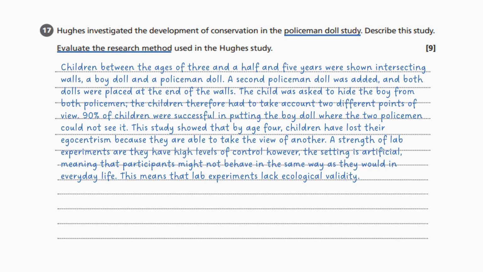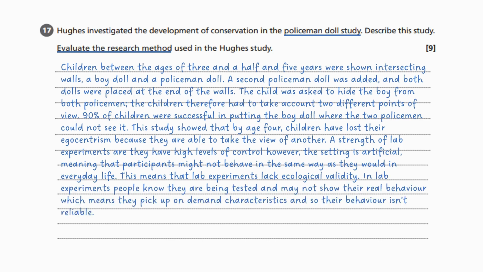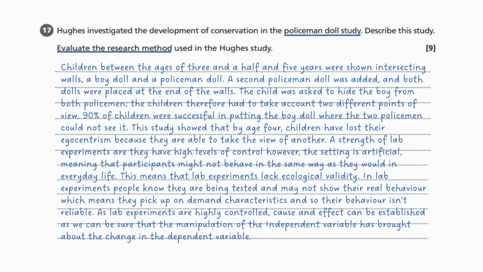So remember, it's 5 marks and you need 2 quite well explained points, or you could write 2 briefly explained and 1 very, very short one, or you could just describe one in lots of detail. In lab experiments, people know they are being tested and may not show the real behaviour, which means they pick up on demand characteristics and so the behaviour isn't reliable.